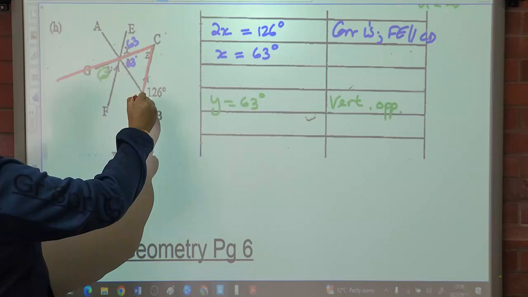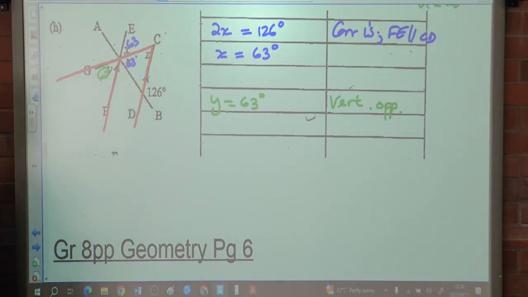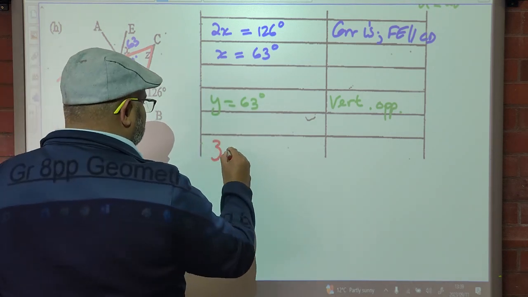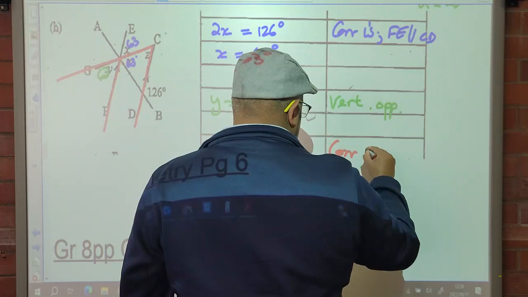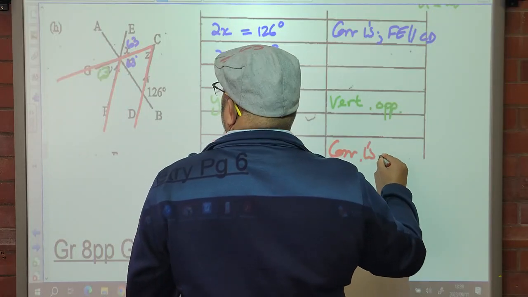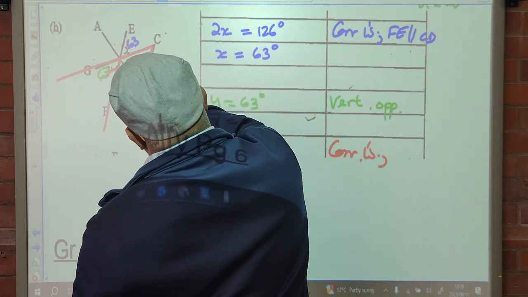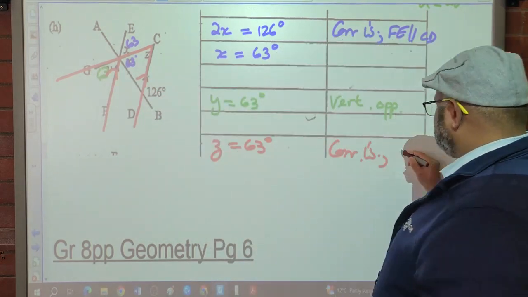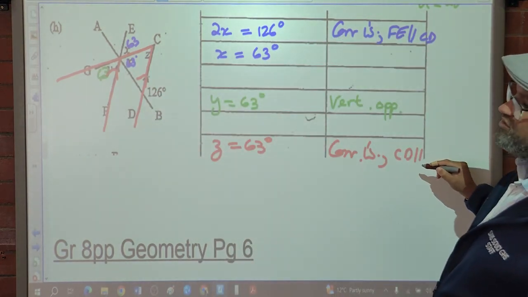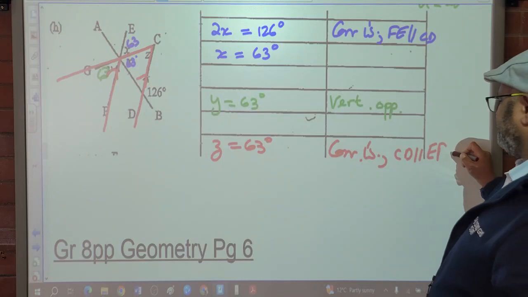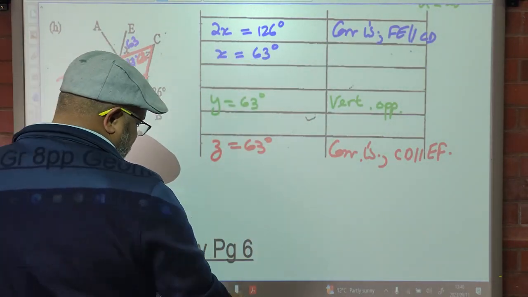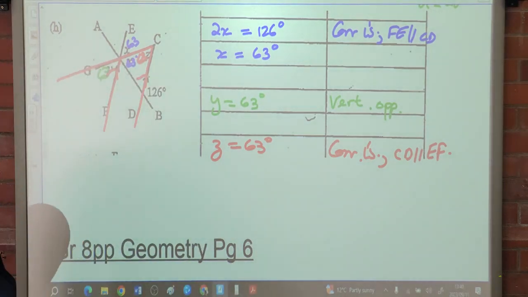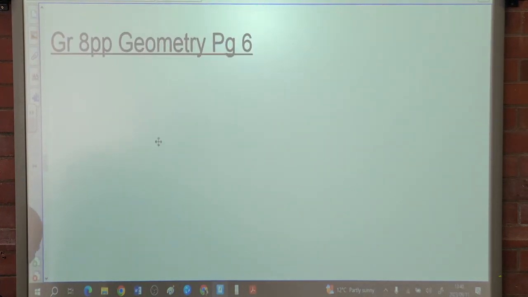See there that F is lying that side now. You guys understand? So Z is equal to 63. Reason? Corresponding angles, with, see those lines are parallel, CD being parallel to EF. Okay, so these are just 63. Okay. Carry on.